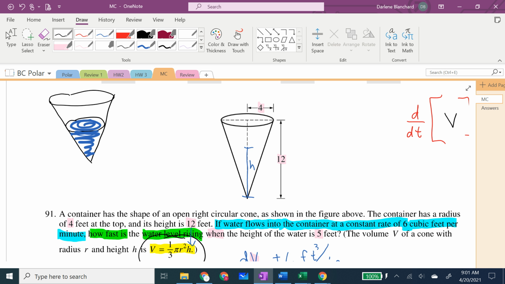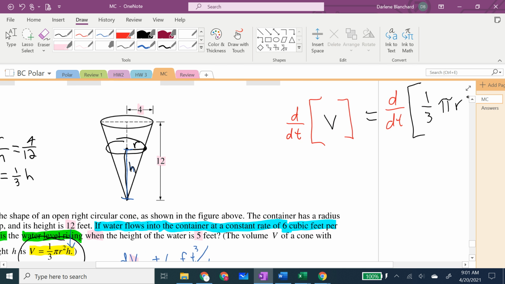So what that means is, I'm just going to draw it over here so I can clearly show that this is R and this is H. My R to H ratio of my water cone must be equal to my R to H ratio of the larger cone. And now I need to isolate R in terms of H. 4/12 is 1/3, so R is 1/3 H.